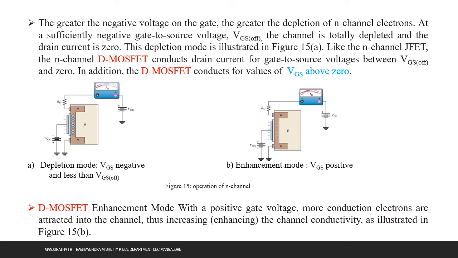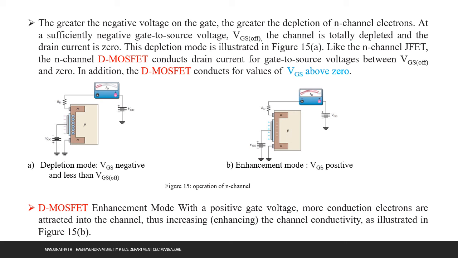Now, the threshold value of VGG or VGS is very important. Above the threshold value, only then will the enhancement mode or depletion mode exist. The greater the negative voltage on the gate, the greater the depletion of n channel electrons. At a sufficient negative gate to source voltage, VGS(off), the channel is totally depleted and the drain current is zero. This depletion mode is illustrated in figure 15a.